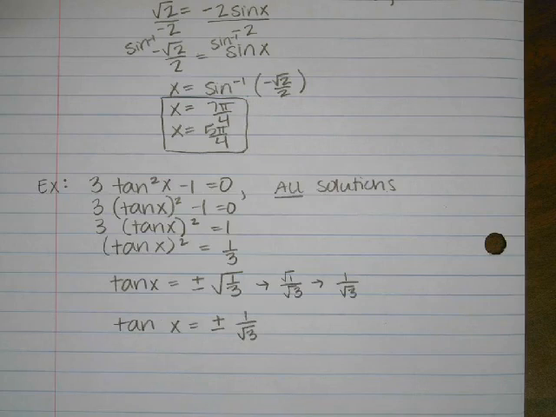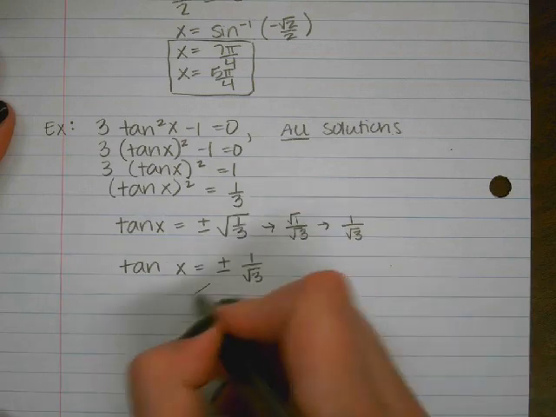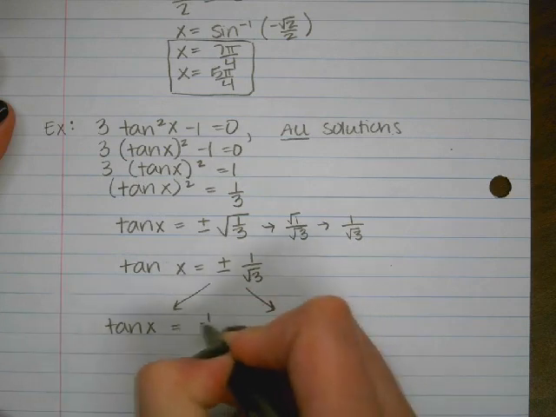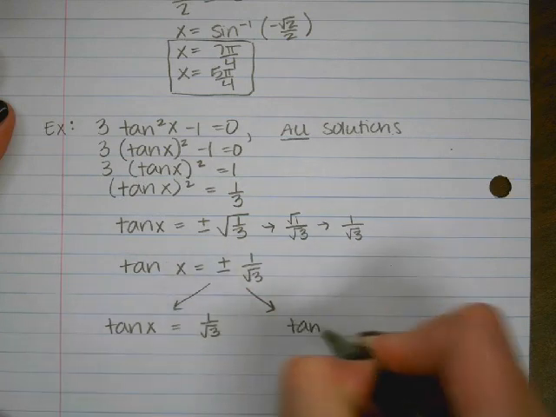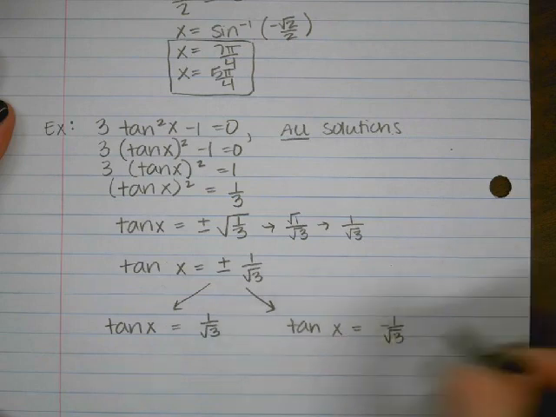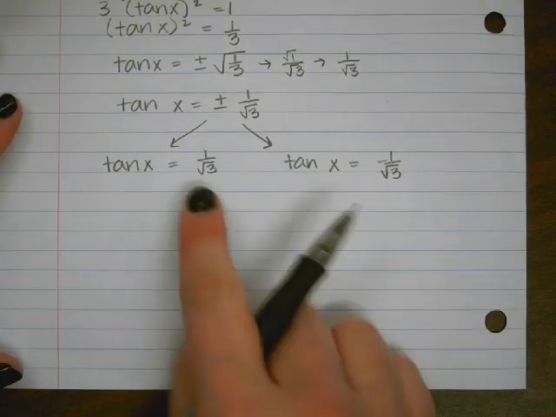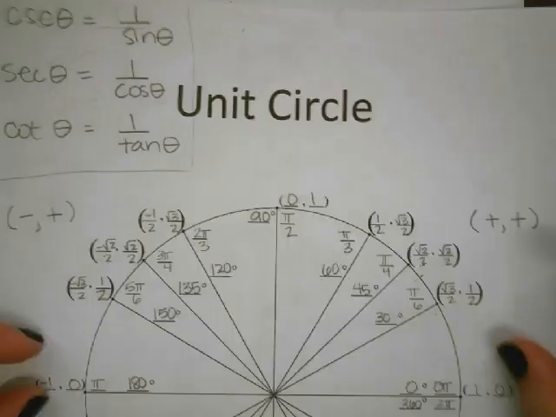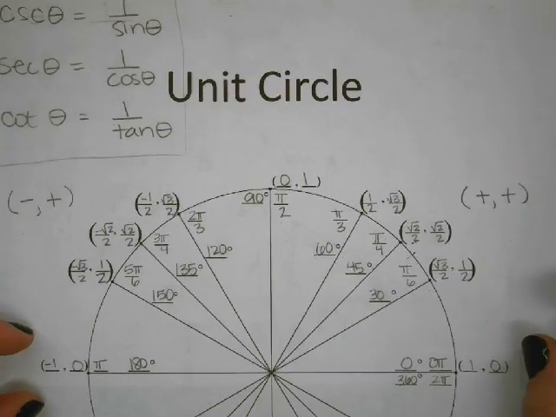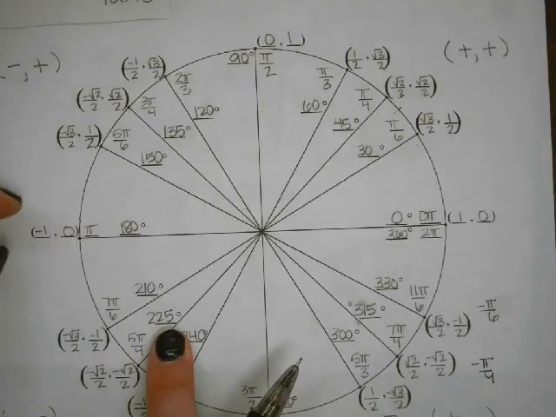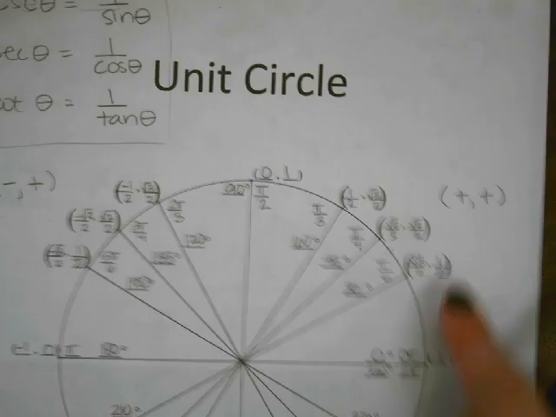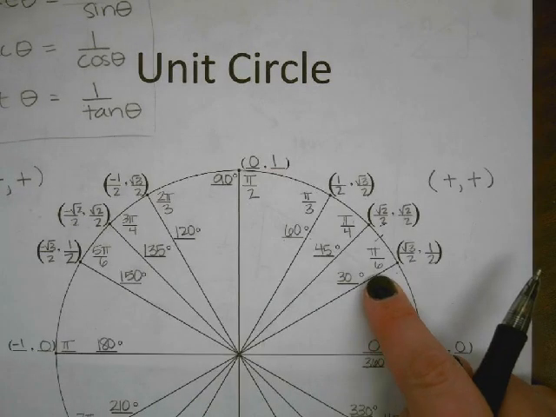And since I have a plus or minus, it's kind of like I'm solving two different equations here. And so I'm going to go ahead and branch off and do 2. So I'm going to say tan x equals positive 1 over root 3, tan x equals negative 1 over root 3. And so now I'm looking at my unit circle for where y divided by x is 1 over root 3. So I know the two places where tan is positive is quadrant 1 and quadrant 3. So I know that's where those answers are going to fall. So y divided by x is 1 over root 3. I can see that that's going to be pi over 6.